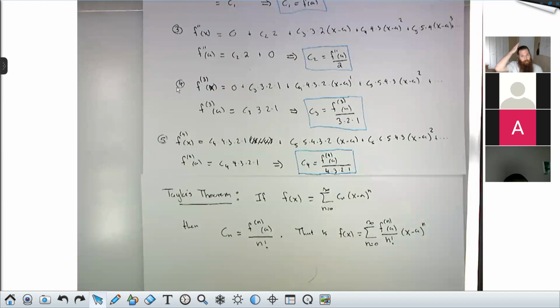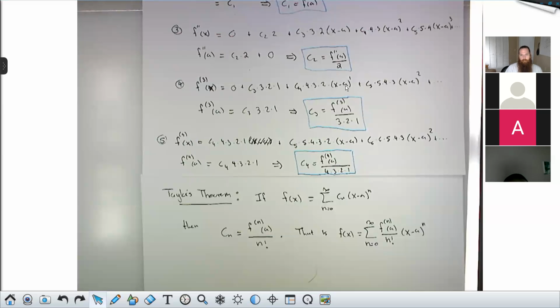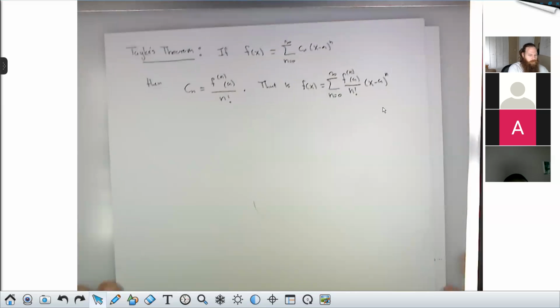So if you've got some function that you want to write as a power series, and you don't see any way to get there using the geometric series trick, then you can use Taylor's theorem. It's kind of mind-blowing, yeah. It absolutely is. Kind of the easiest way to think about this is as a generalization of the tangent line.